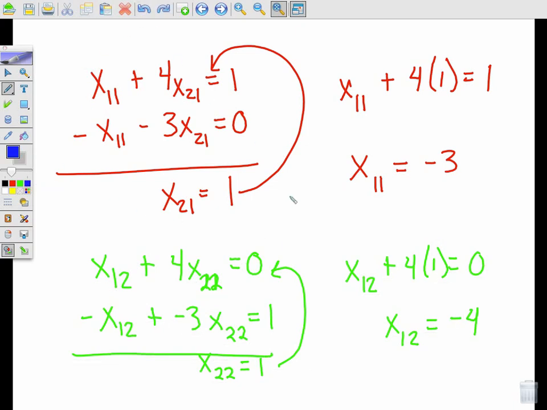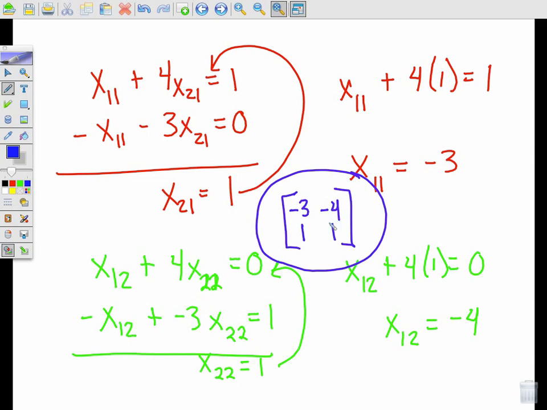So here's what we're going to do. I'll write this matrix here right in the middle. Our matrix that we're trying to find: row 1, column 1 is negative 3. Row 1, column 2 is negative 4. Row 2, column 1 is 1, and row 2, column 2 is 1. And so this is my matrix that is the inverse of the one that was given to me. And this is just one of the methods to find it, having to set up a system of equations.